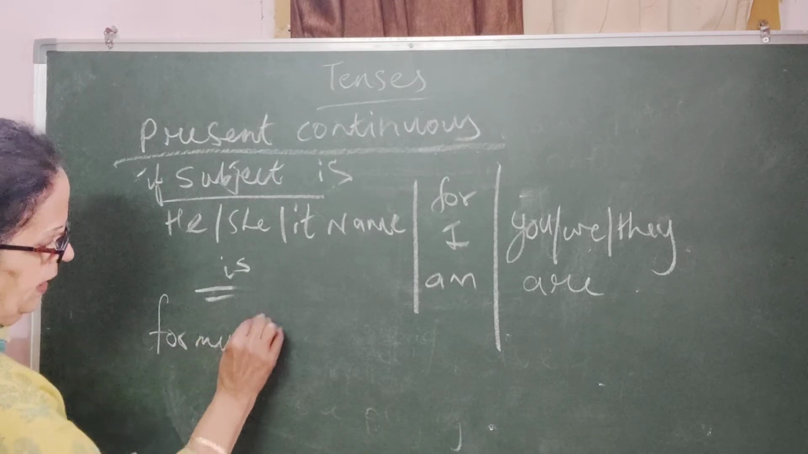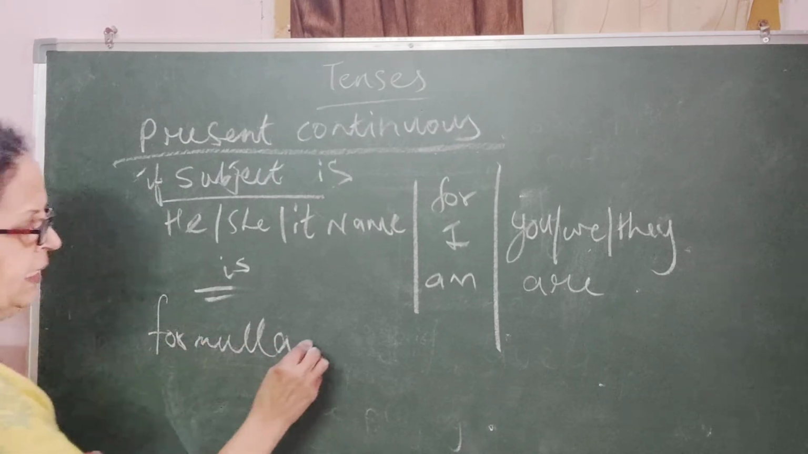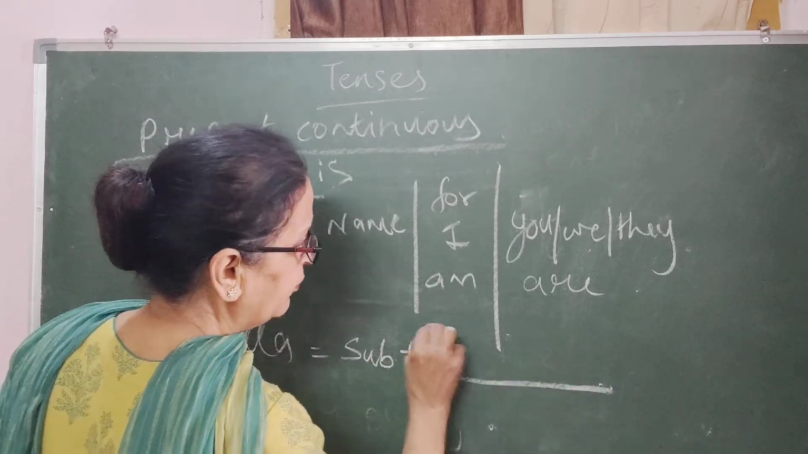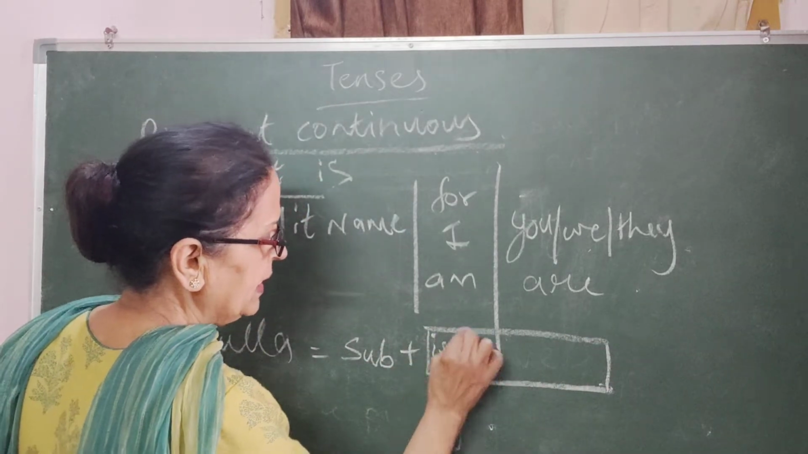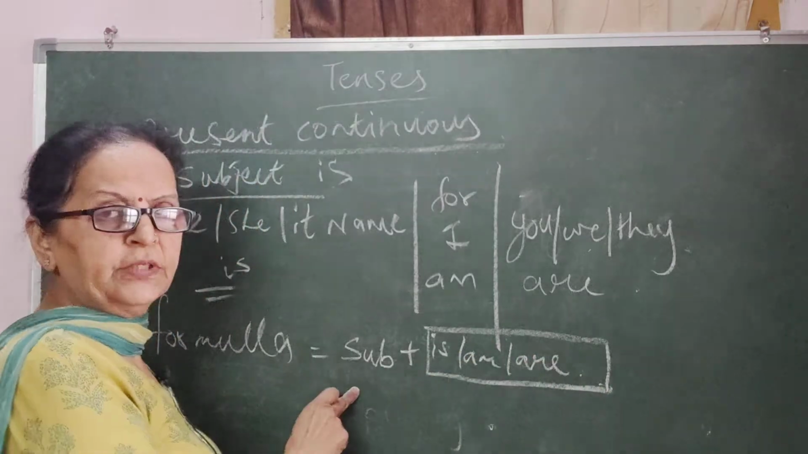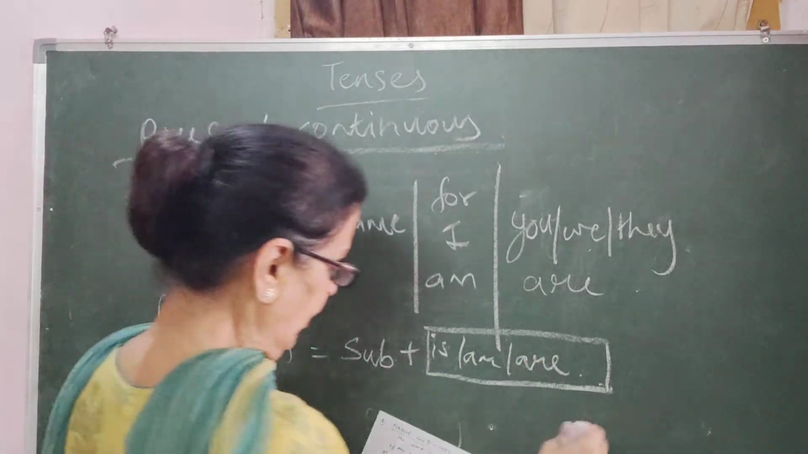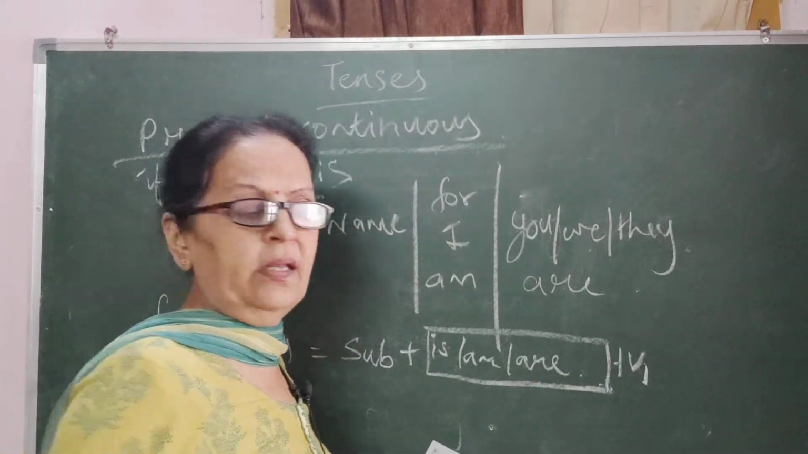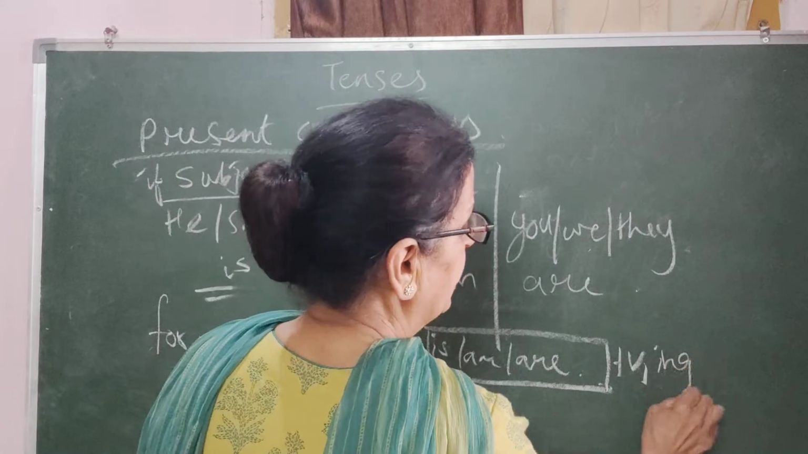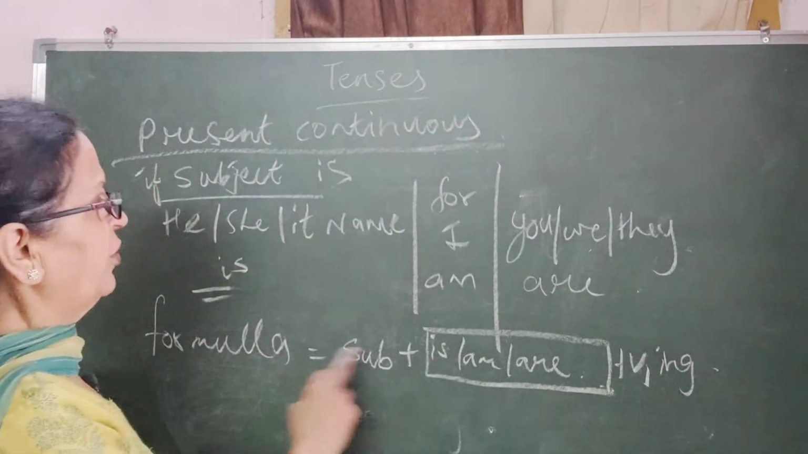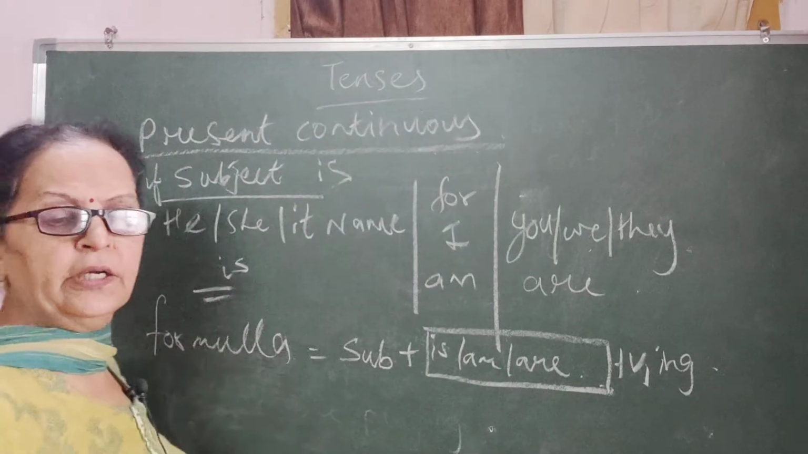Formula is subject plus what is the verb? Verb is, am, are according to the subject, right? And later on you have got your verb with ing. Very good. That is, in continuous tense you use ing. So this is the formula for present continuous.